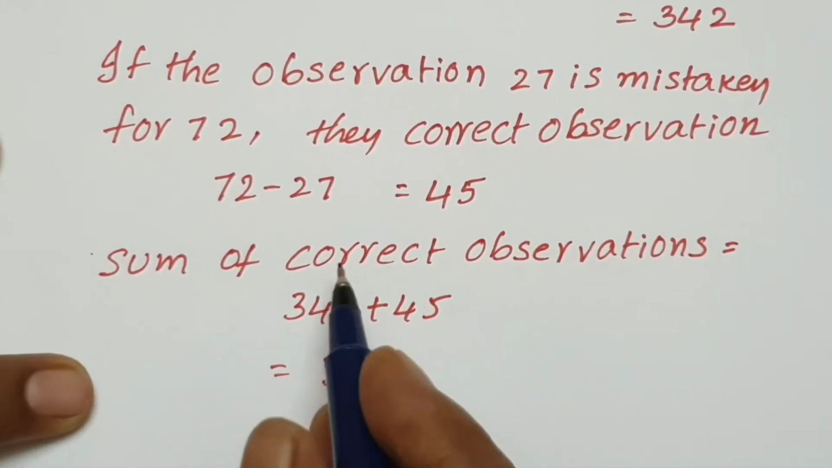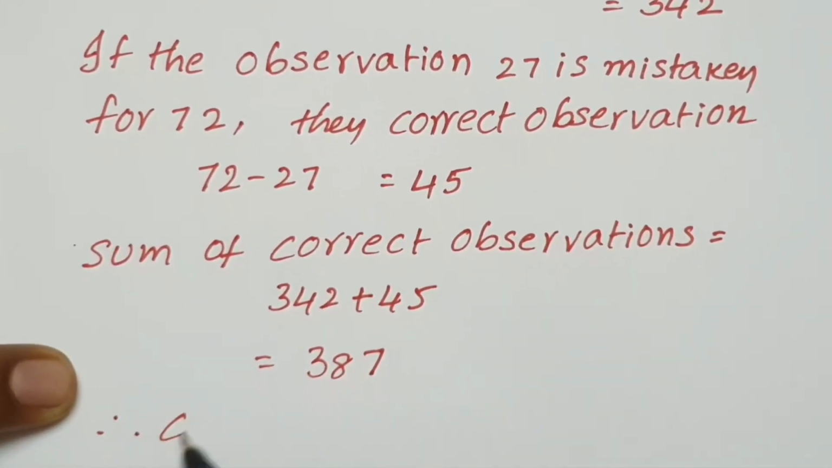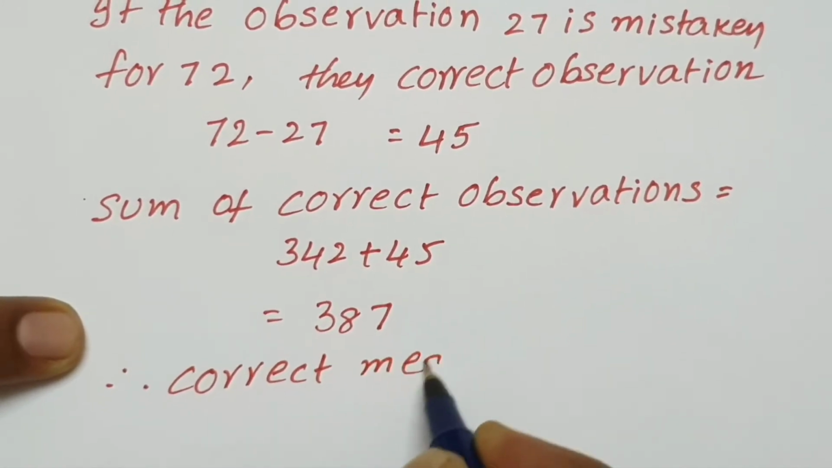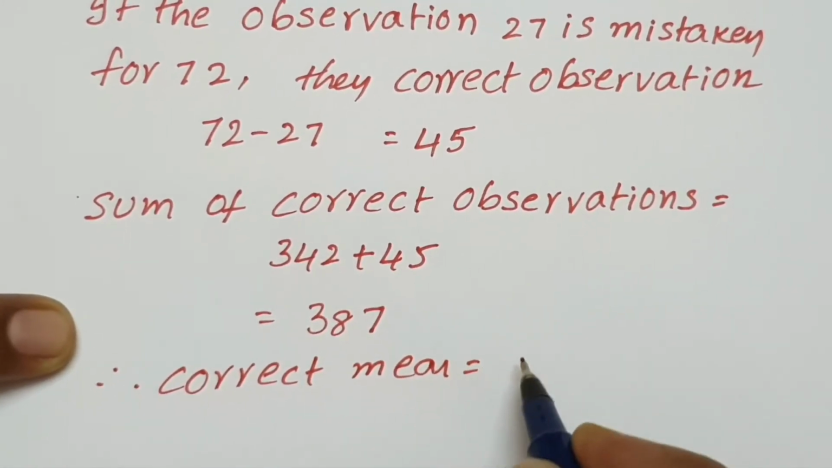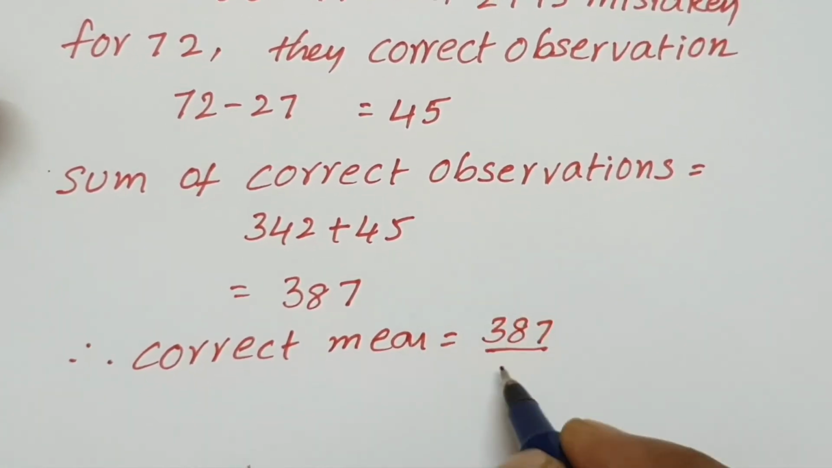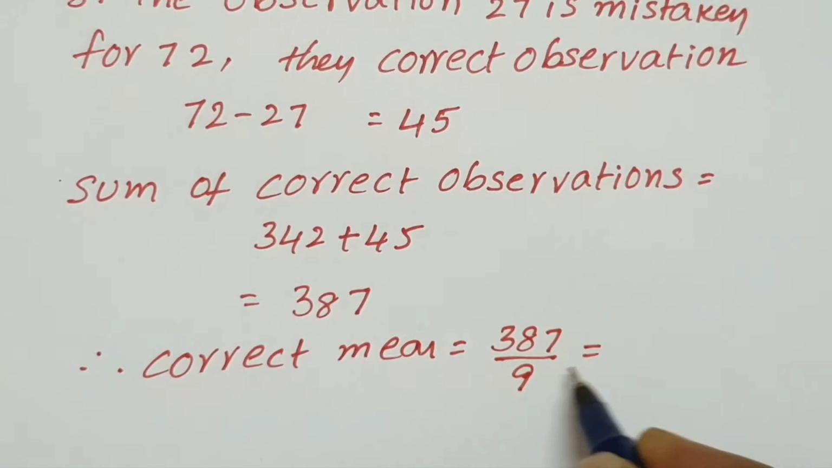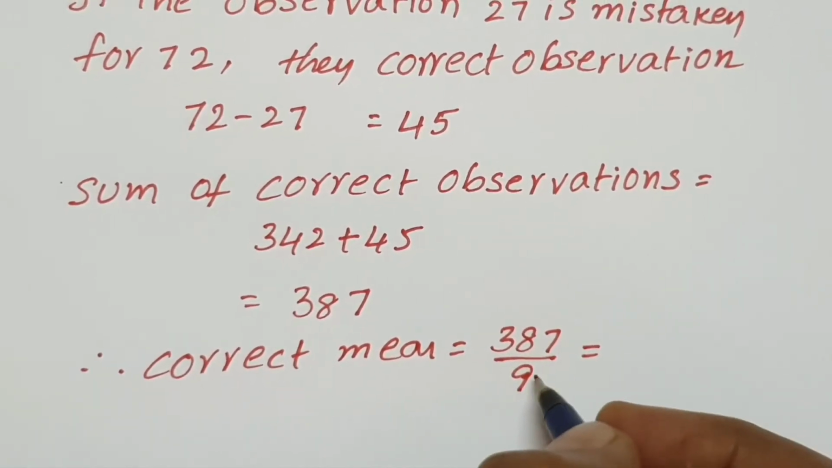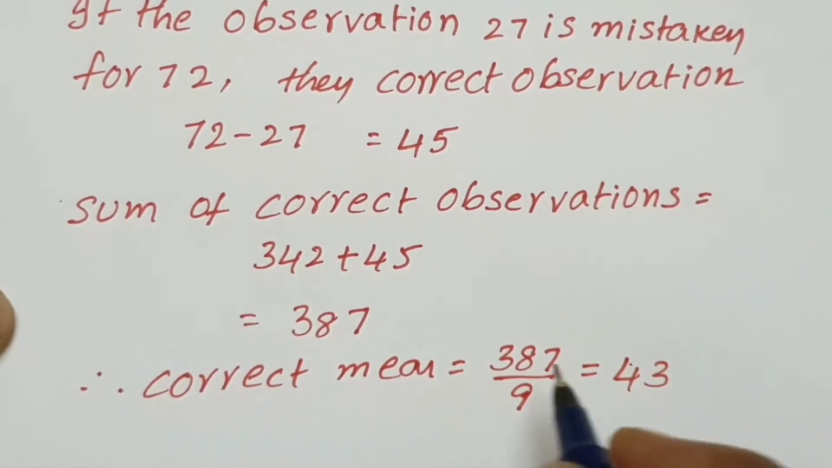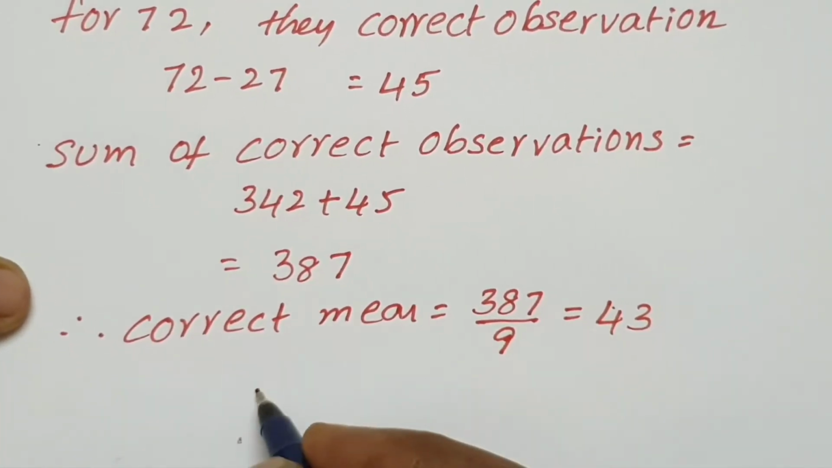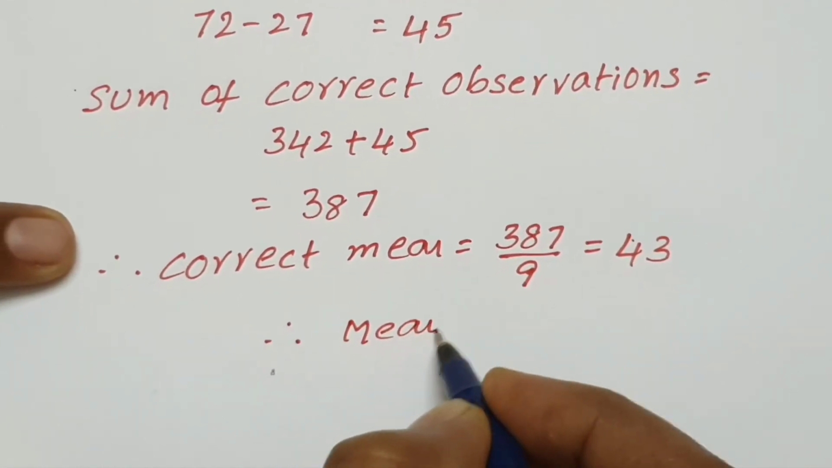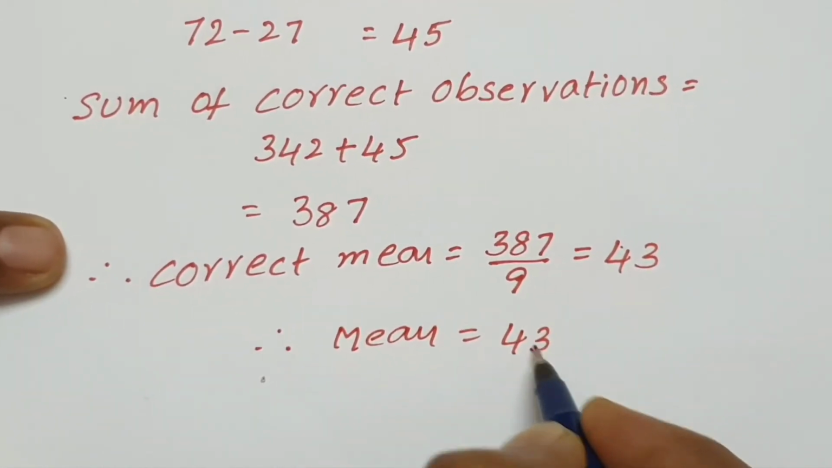So now find the correct mean. Correct mean equal to 387 by how many observations? 9 observations. Do cancellation, 9 fours 36, 9 threes 27 means 43. Therefore the correct mean equal to 43.